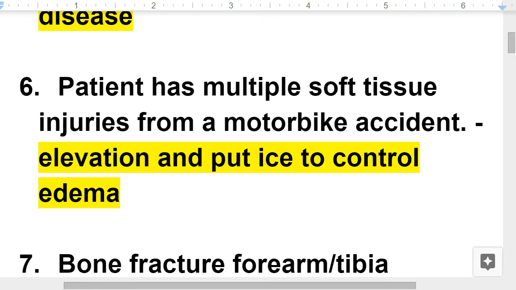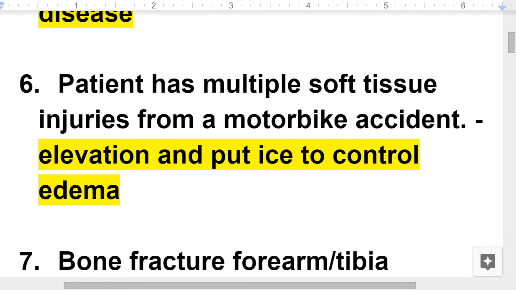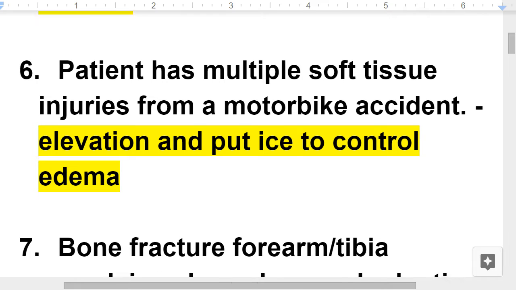Patient has multiple soft tissue injuries from a motorbike accident. The answer would be elevation and put ice to control edema.